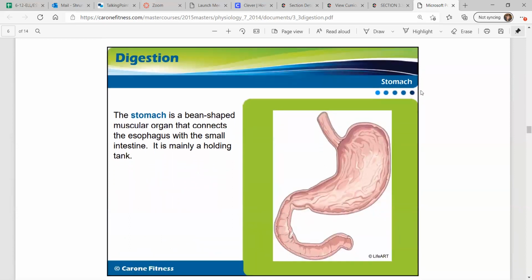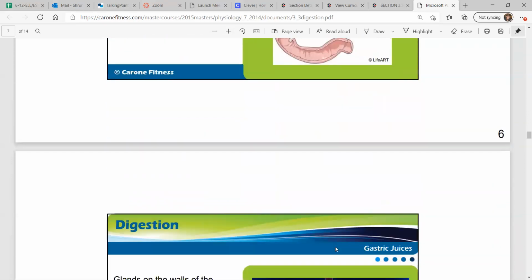Digestion. The stomach is a bean-shaped, muscular organ that connects the esophagus with the small intestine. It does sort of look like a bean, doesn't it? And it is mainly a holding tank. So food chills out here while it gets chemically broken down, and then it moves on to the small intestine. So you see each step is a link in a chain working together to get food through your body.